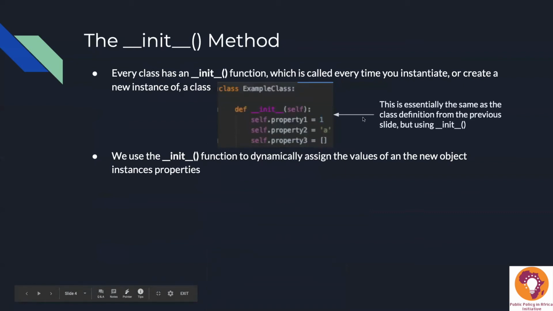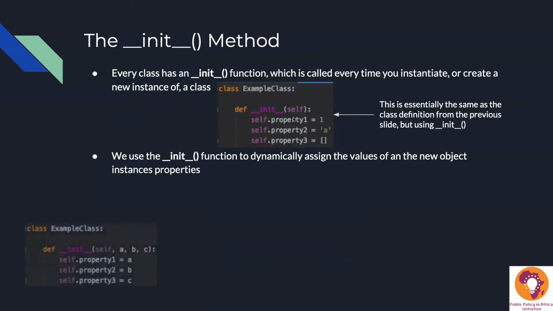So yeah, this is essentially the same as the class definition from the previous slide, but using init instead of just having these properties hard coded above at the same level as where this init function is going. So we use the init function to dynamically assign the values of the new object instance's properties.